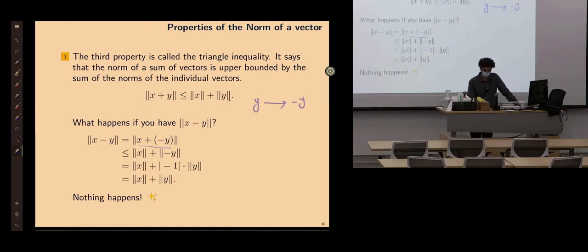By definition of the triangle inequality, it should be less than or equal to norm of x plus norm of negative y. We just talked about it, that if you have a real number multiplied by your vector, the absolute value of that will come out of the norm. So we take the absolute value of negative 1 out, which is, of course, 1. So nothing happens. So it still holds. So that's true, regardless of x plus y or x minus y.